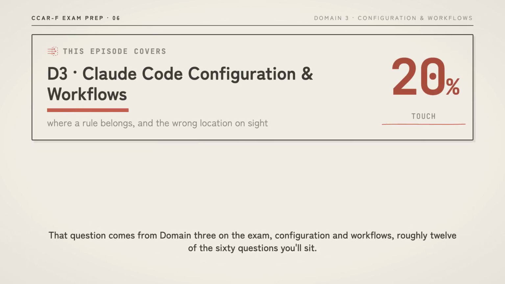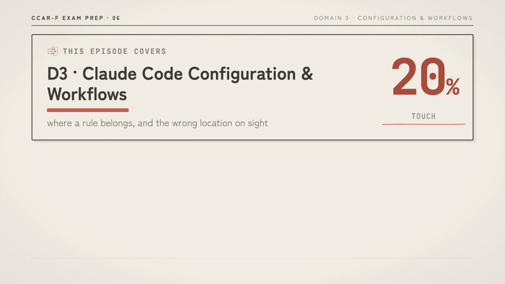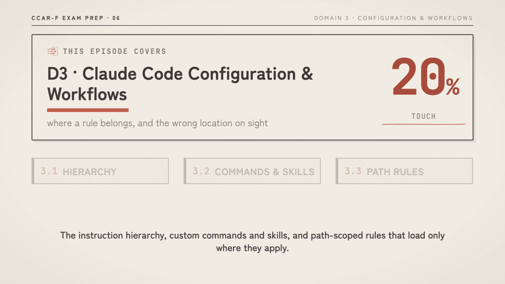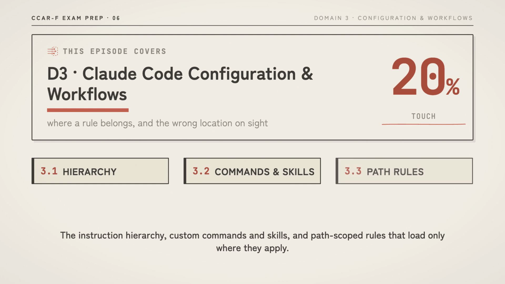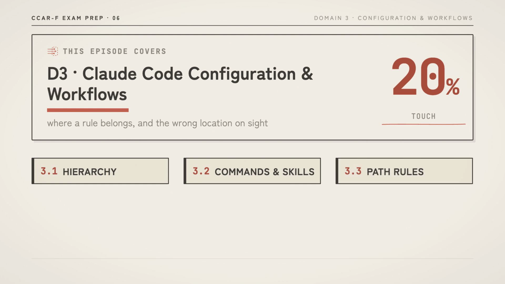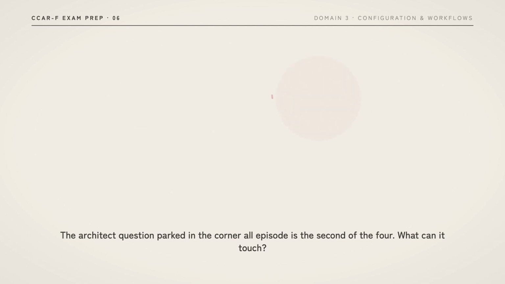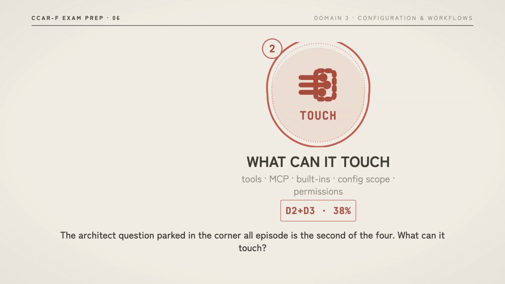That question comes from domain 3 on the exam, configuration and workflows, roughly 12 of the 60 questions you'll sit. This episode owns 3 of its task statements, and the rest of the domain is the next episode: the instruction hierarchy, custom commands and skills, and path scope rules that load only where they apply. The coverage map, every task statement against its episode, is in the description. The architect question part in the corner. This episode is the second of the 4. What can it touch?